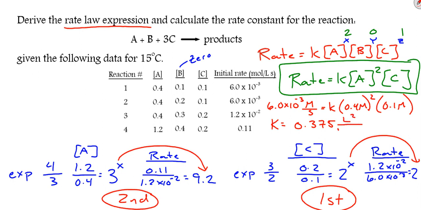There are many ways you could do this, but I'm going to do inverse molarity. I'm going to do 1 less than the overall order, and then I have to make sure I see the time, which is seconds. So it's 0.375 liter squared over mole squared seconds.